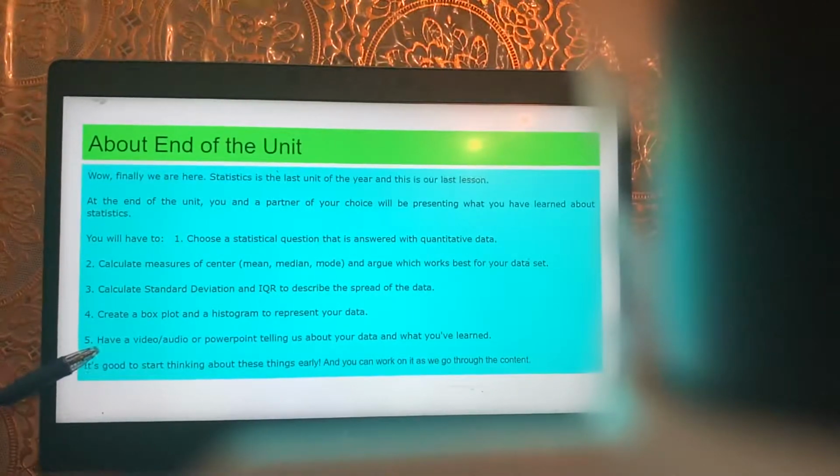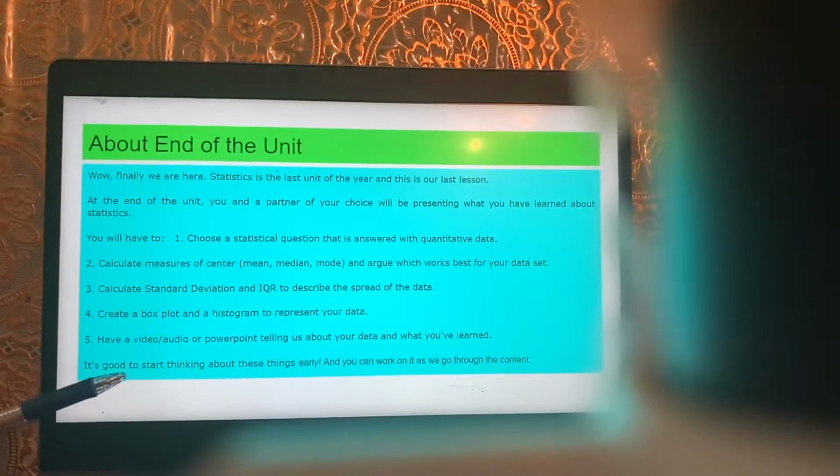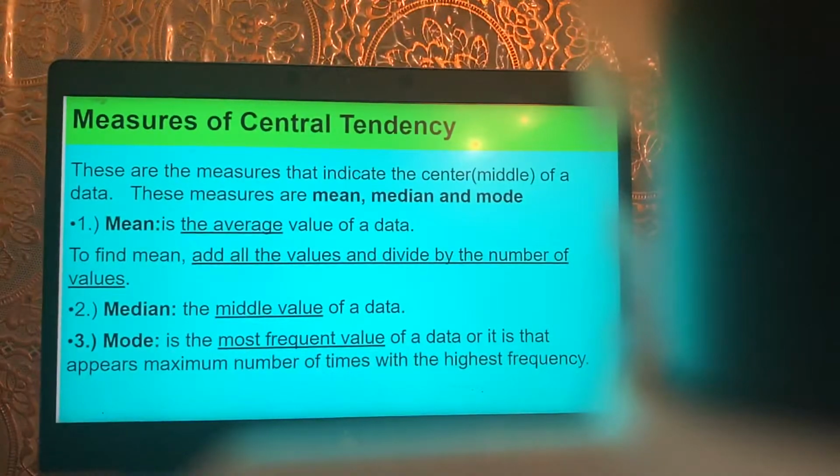Have a video or audio or PowerPoint telling us about your data and what you have learned, but you should present something visual in your presentation. So it is good to start thinking about these things early, and you can work on it as we go through the content.